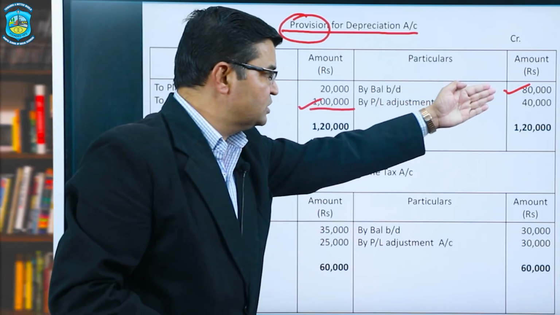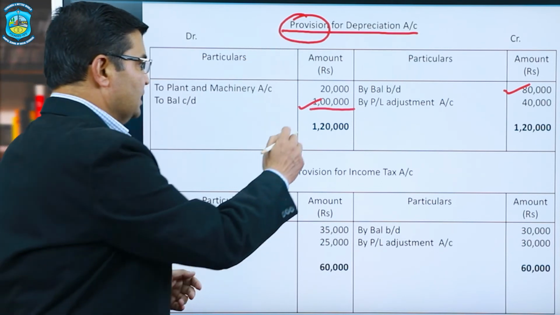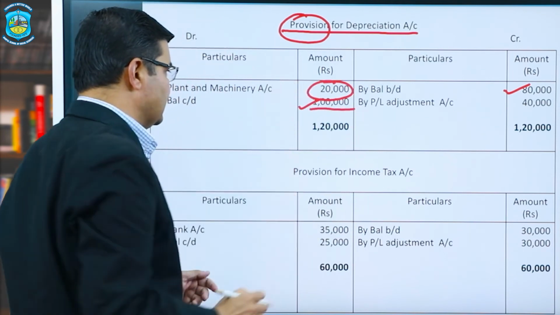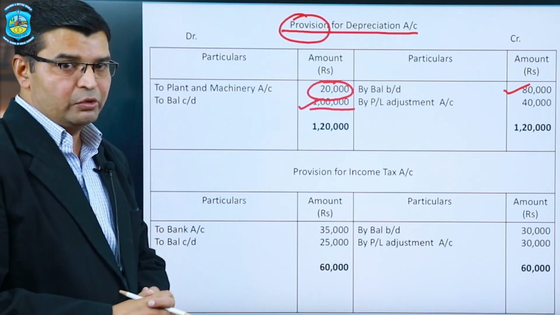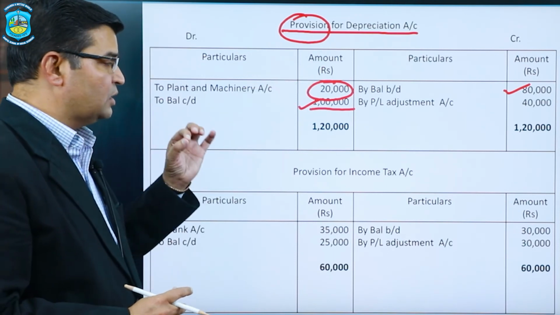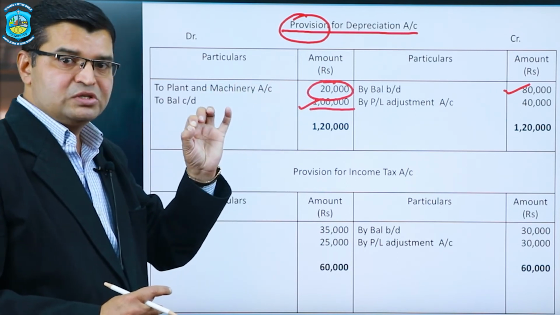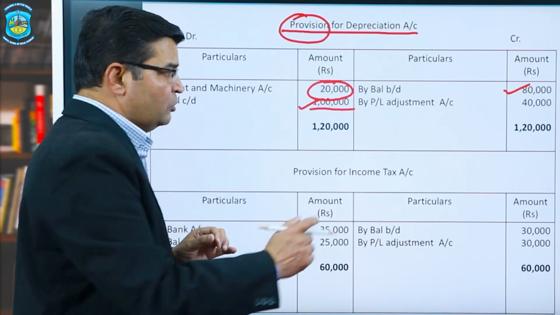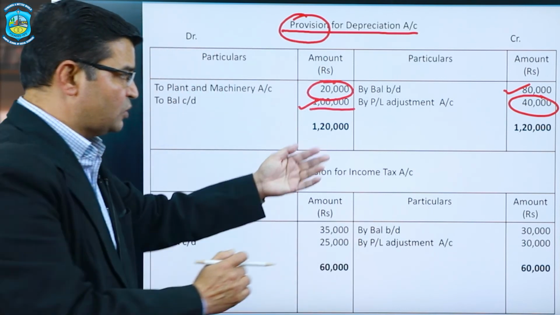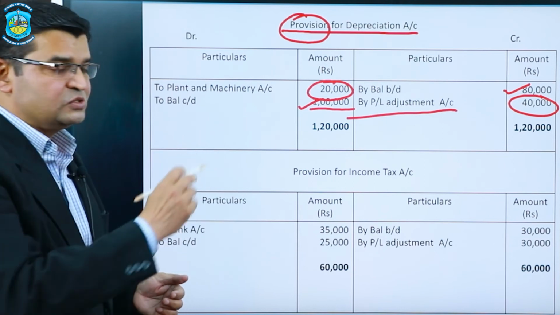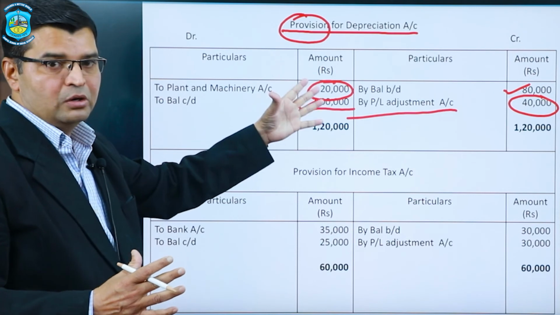So opening and closing balances of this provision for depreciation account are both given, but during the year this 20,000 rupees has been charged as depreciation on that part of machinery which has been sold during the year. So this 20,000 is the actual provision for depreciation on that part of the machine which is being sold during the year. So ultimately we can calculate here this 40,000, which is the balancing figure which has been transferred to the profit and loss adjustment account, and this 40,000 is what? This is actually total provision for depreciation on machinery.